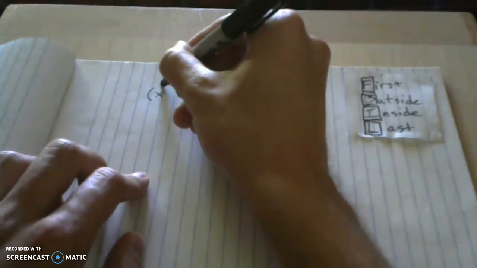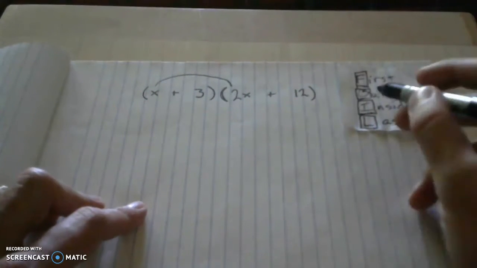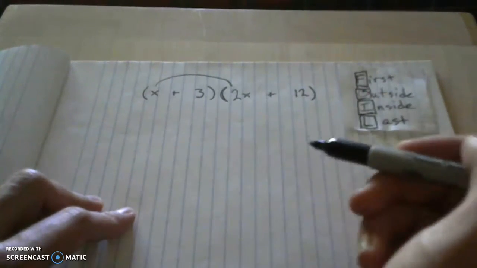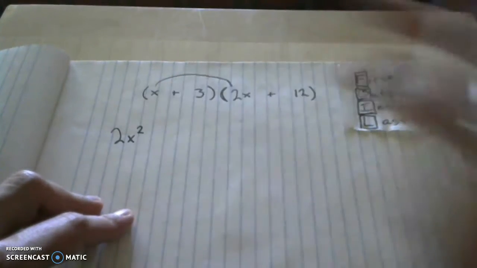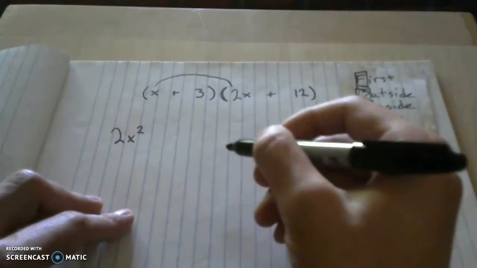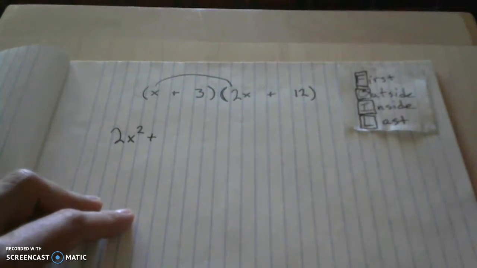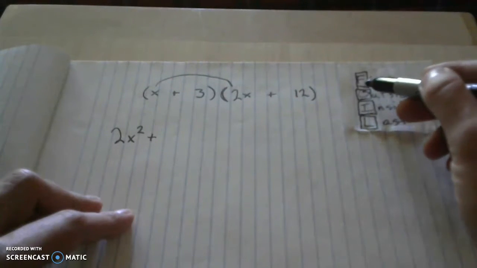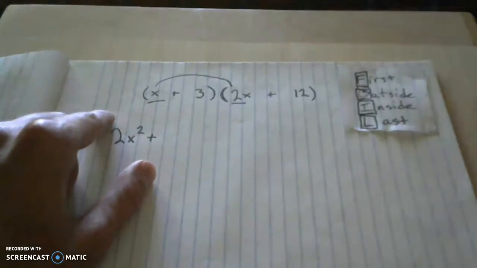So we'll take x times 2x, and then we'll write that here. So 2x times x, that's 2x squared. And then we're going to want to put a plus sign there because we'll want to add the next set of numbers. And so we've done that. We've done the first part of FOIL. We multiplied the first two terms here and here.